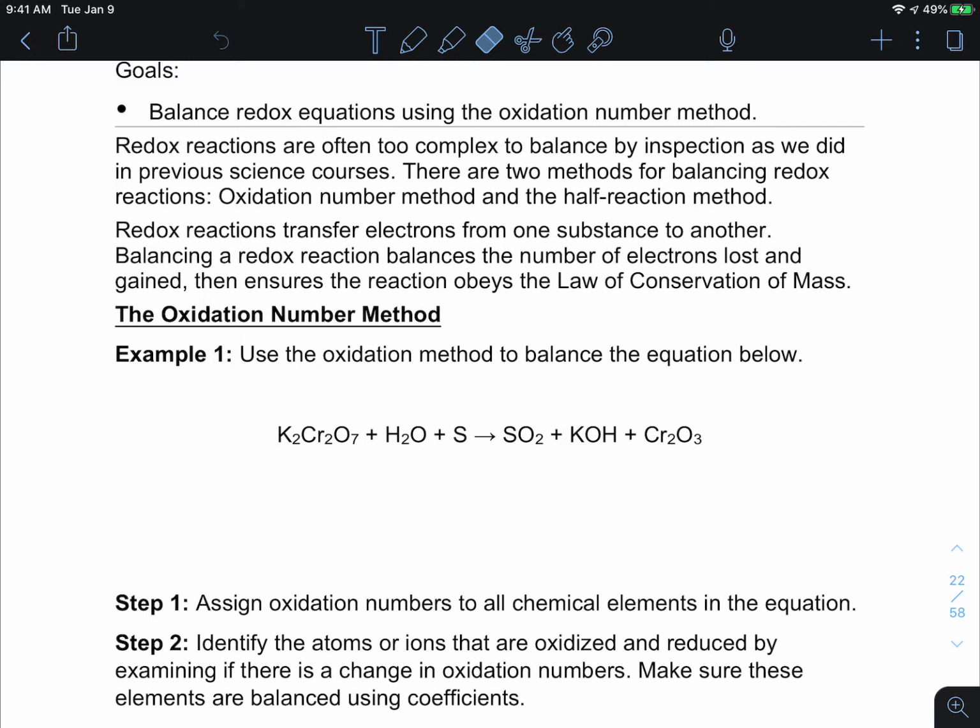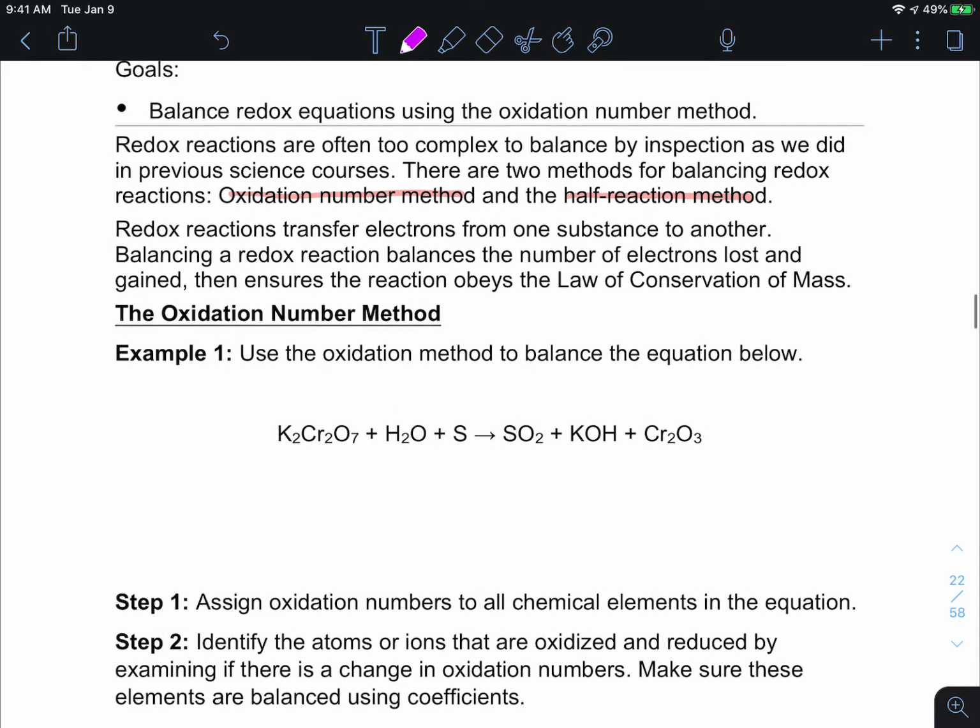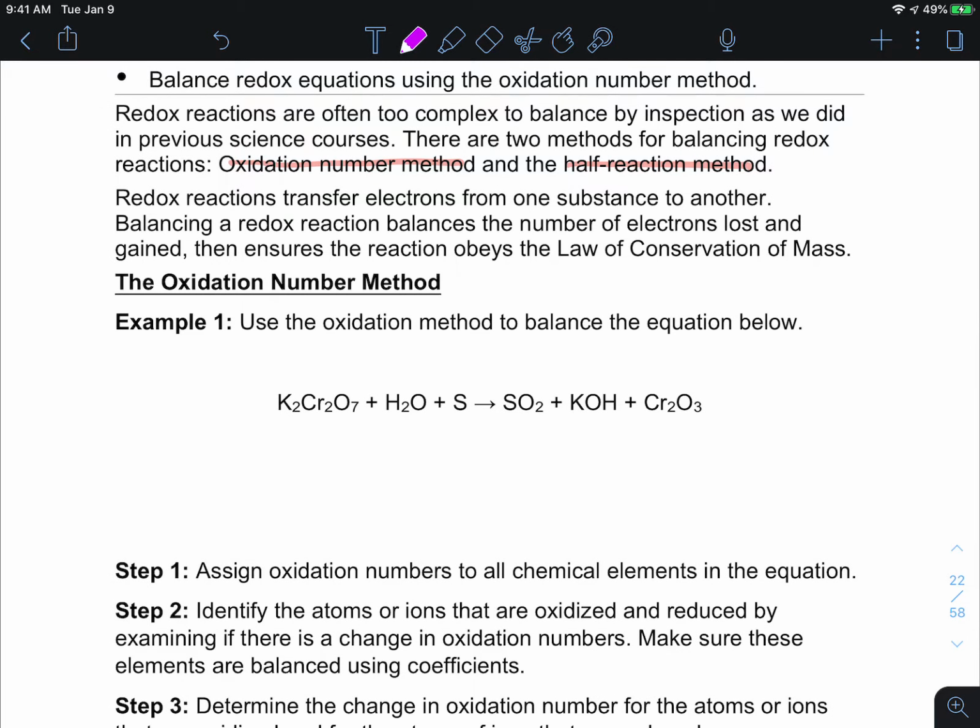Redox reactions are often too complex to balance by inspection, as we did in previous science courses. In your previous chemistry course, you might have just been able to start with an element and balance it out. There are two methods for balancing oxidation reactions. You can use the oxidation number method, which we're going to do today, or the half reaction method, which we probably won't get to, but I might produce a video on it anyways. If I'm asking you about this, I'm not going to ask which method you're using. I just want you to be able to do it.